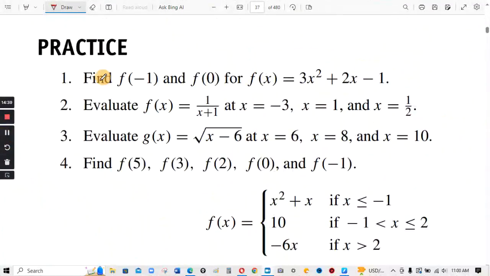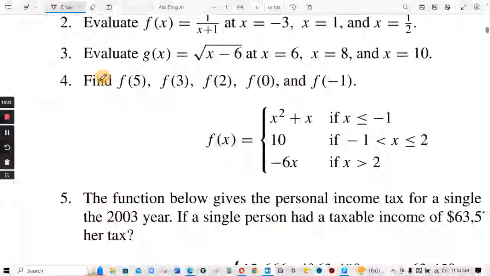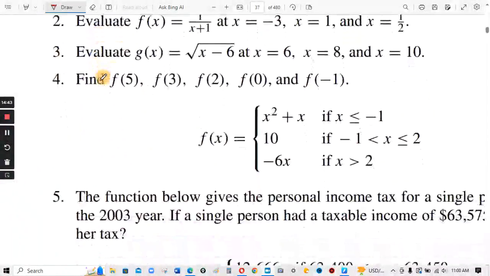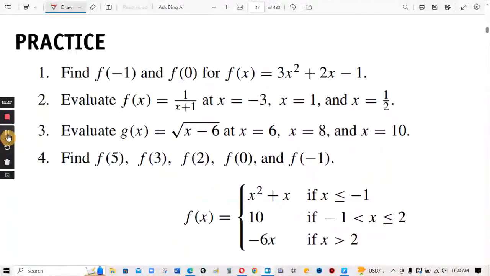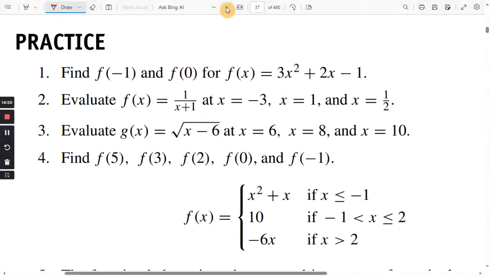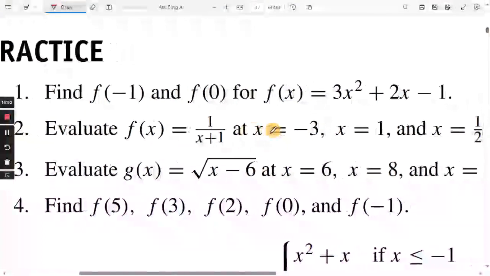All right, so the homework problems will be these 5 right here. And just a couple things I would like to mention on the homework problems. For number 1, f of -1. When you plug in -1, that -1 is going to be squared. So -1 times -1 will just give you +1. It's going to be 3 times 1.